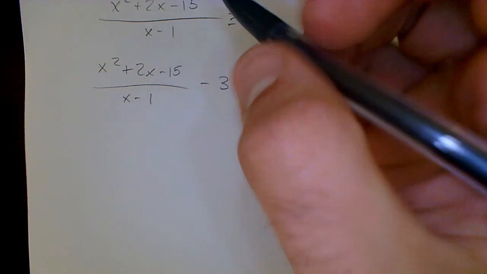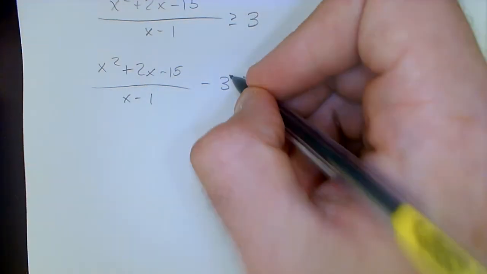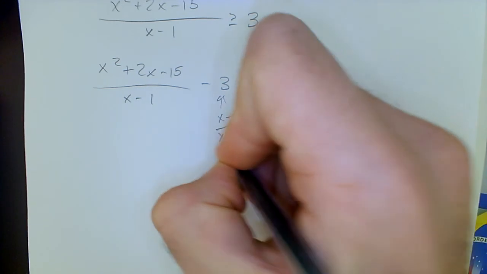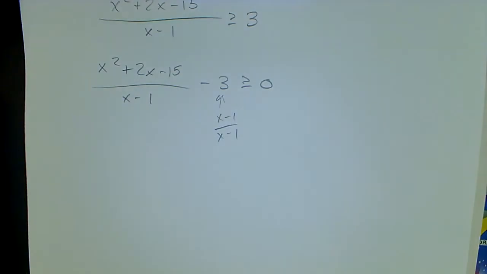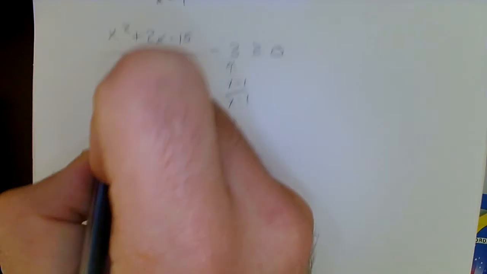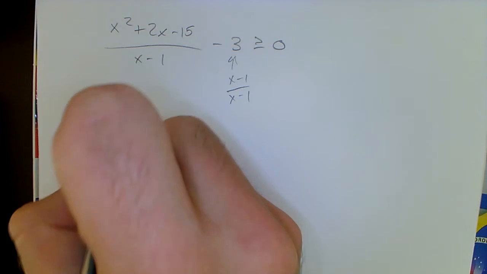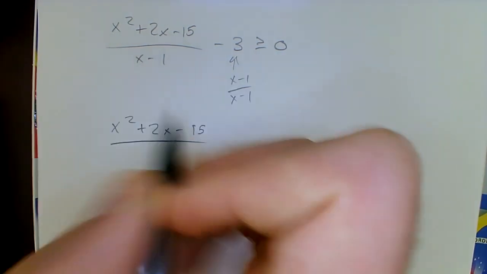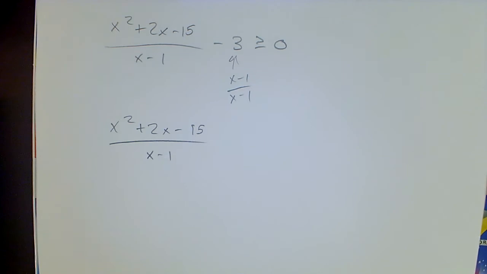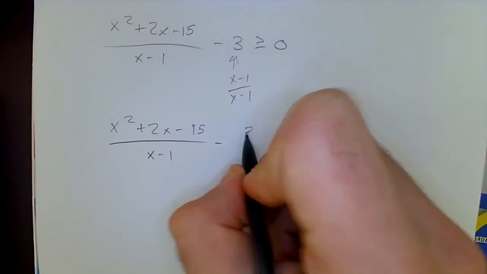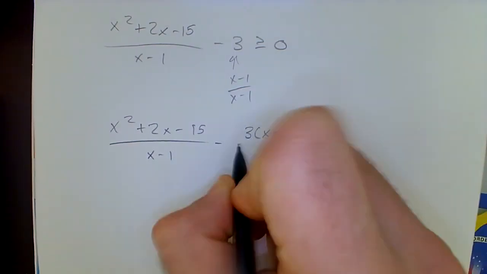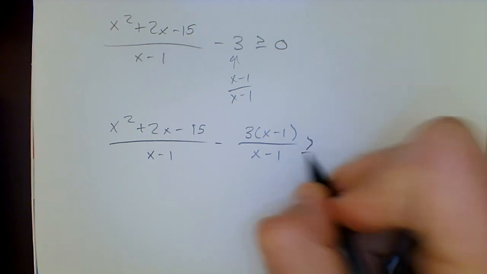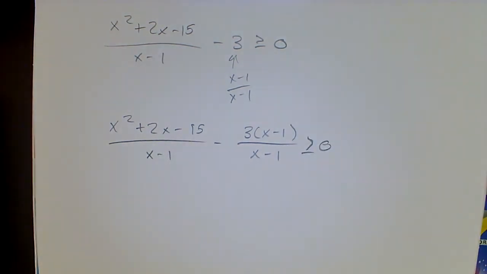Now is where we find the common denominator. To do that, I'm going to multiply this term here by x minus 1 divided by x minus 1. I'm just multiplying by 1 there. You're just finding the least common denominator. So we have x squared plus 2x minus 15 over x minus 1, minus 3 times x minus 1 over x minus 1, is greater than or equal to 0.